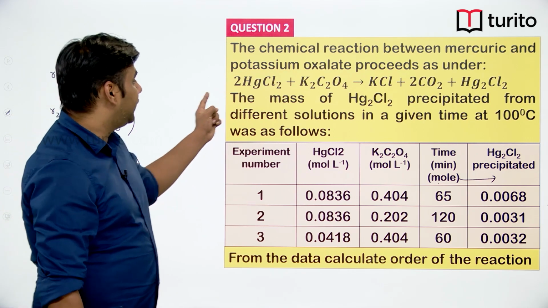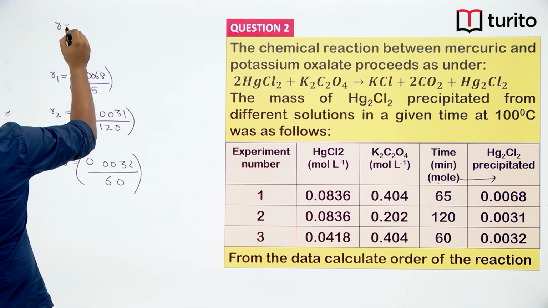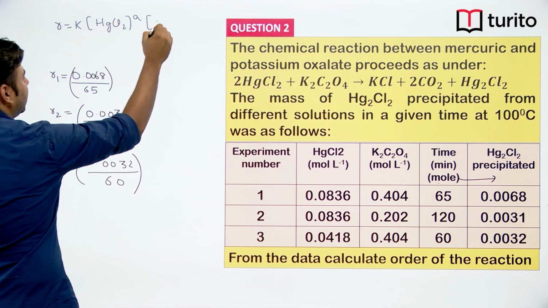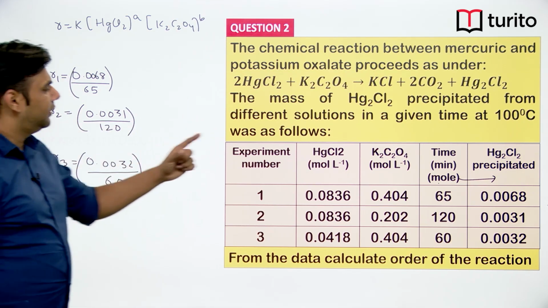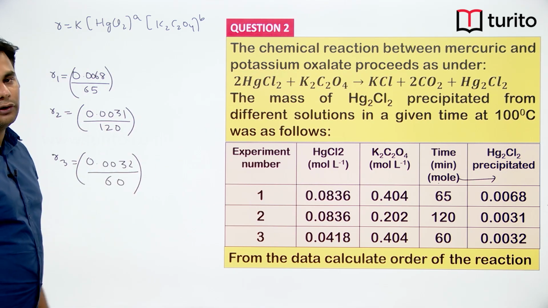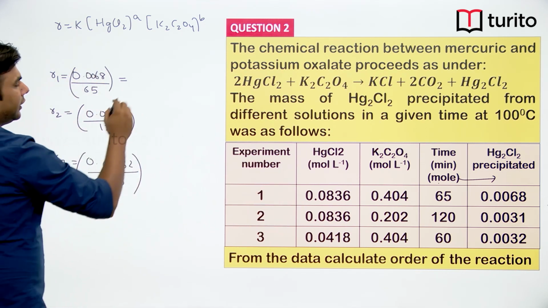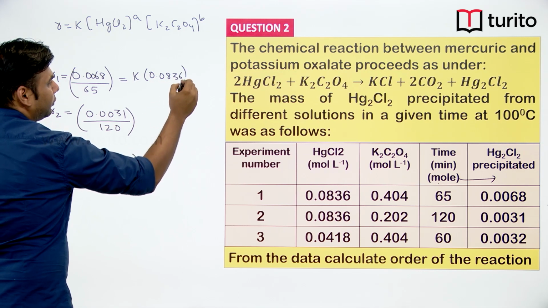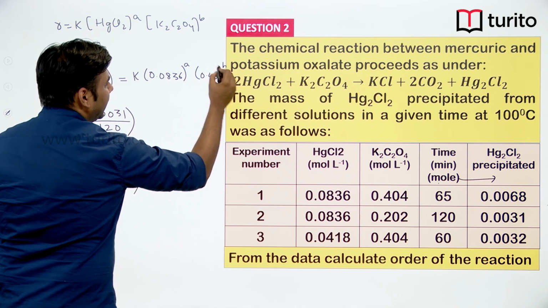Okay. Now suppose this reaction was given to you, we want to find out the overall rate. So we will write the rate equation as K into concentration of HgCl2 raised to power A into concentration of oxalate raised to power B. Now we will put the different data in this particular expression, divide, and get the values of A and B. So if we put the first data, the rate for the first data was this, so this would be K into 0.0836 raised to power A into 0.404 raised to power B.